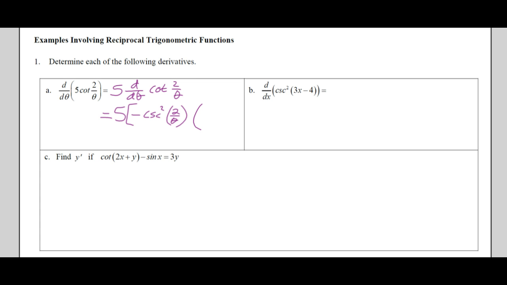So what's the derivative of 2 over theta? Negative 2 theta to the negative 2, or negative 2 over theta squared. So if you want, on a little piece of scratch paper, that's 2 theta to the negative 1, so the derivative of that is negative 1 times 2 theta to the negative 2, or negative 2 over theta squared.